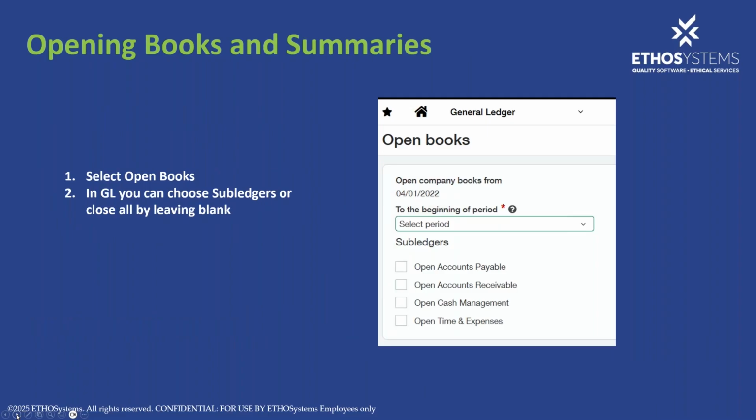So what are the options? If we do need to make adjustments, we can open the books, we can open the summary, we could open the subledger. When you go into GL, you'll notice this screen looks a little bit different than what you see directly out of the subledgers, because in addition to the open company books from the beginning of the period selection, you can select here directly to open a single subledger. Because maybe we need to go in and make an edit to something in AP only.